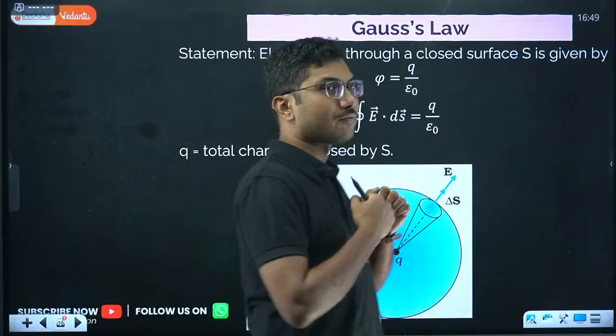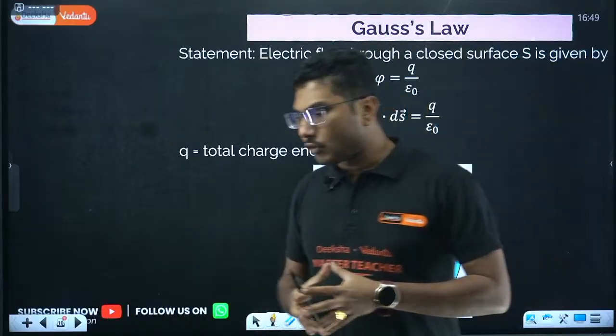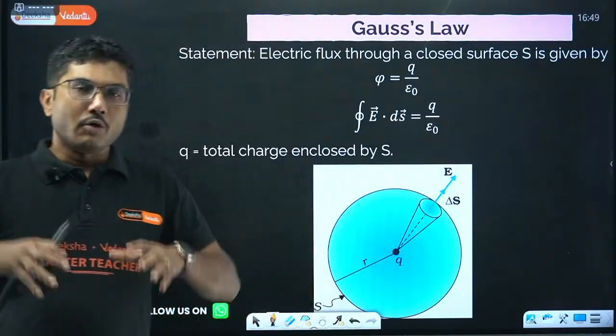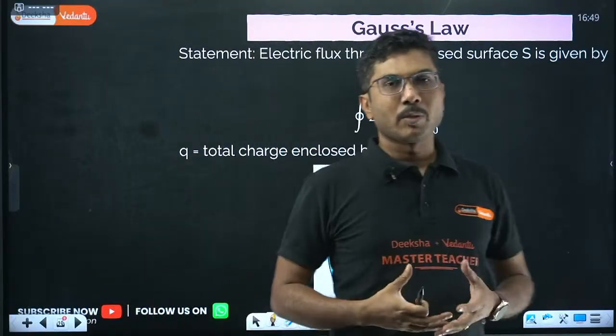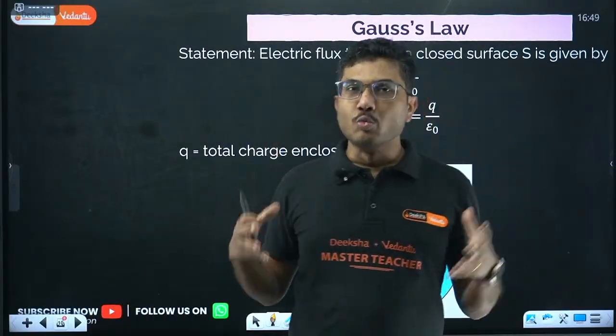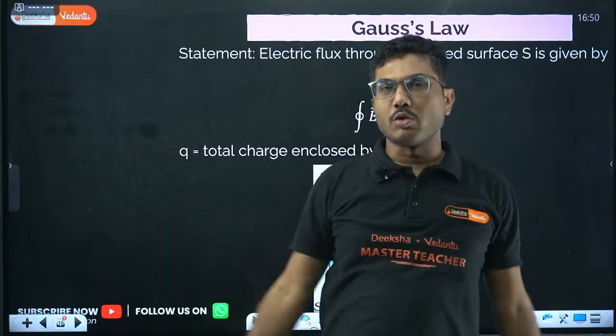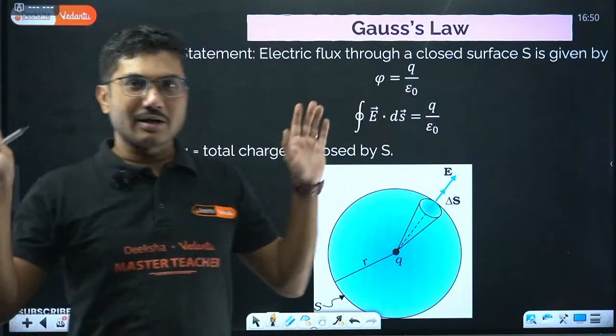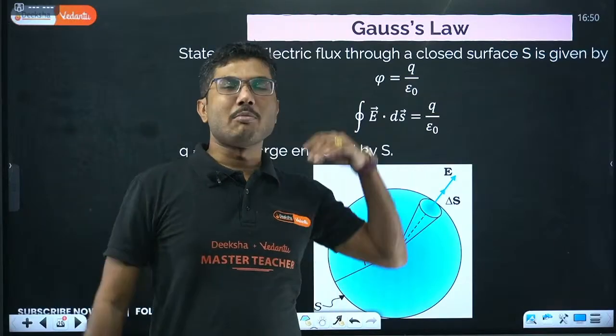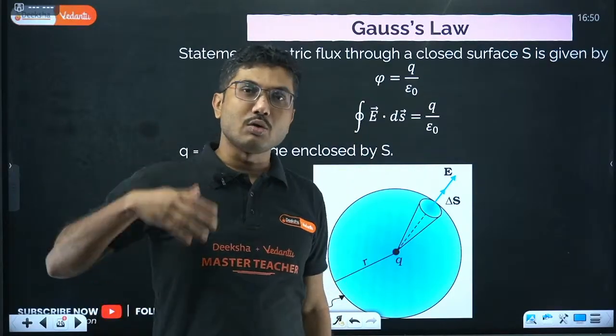What is an example of a closed surface? An example of a closed surface is a football. Okay, if you stay inside a football, then it is a closed surface. If you are staying inside a room with all the doors, windows, etc. closed, then you can consider it from outside as a closed surface.